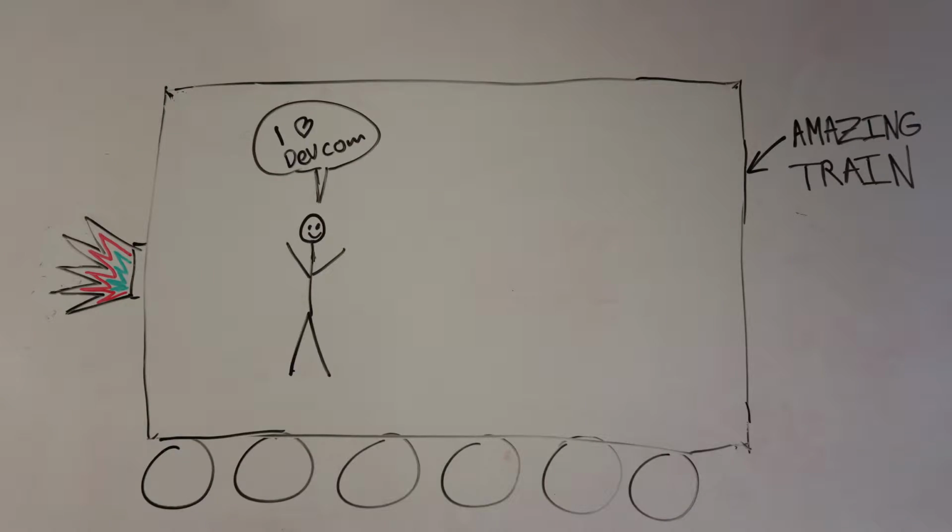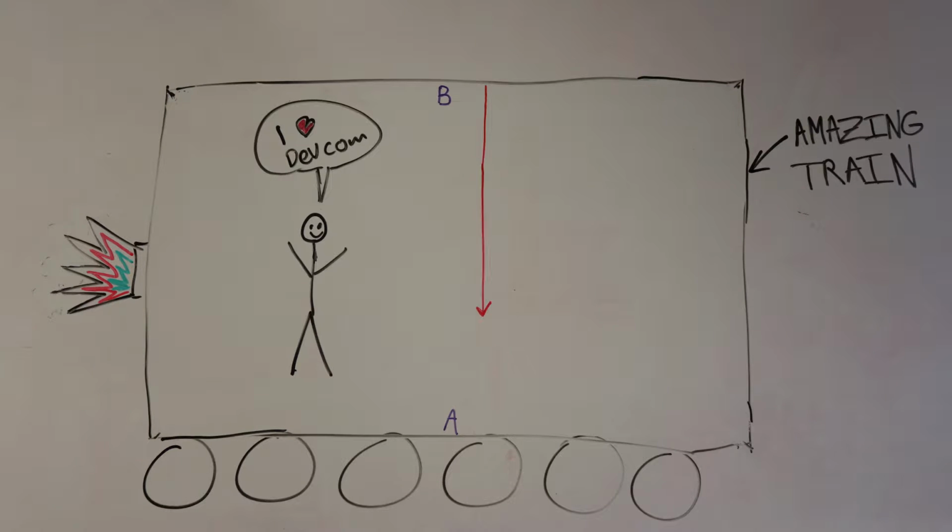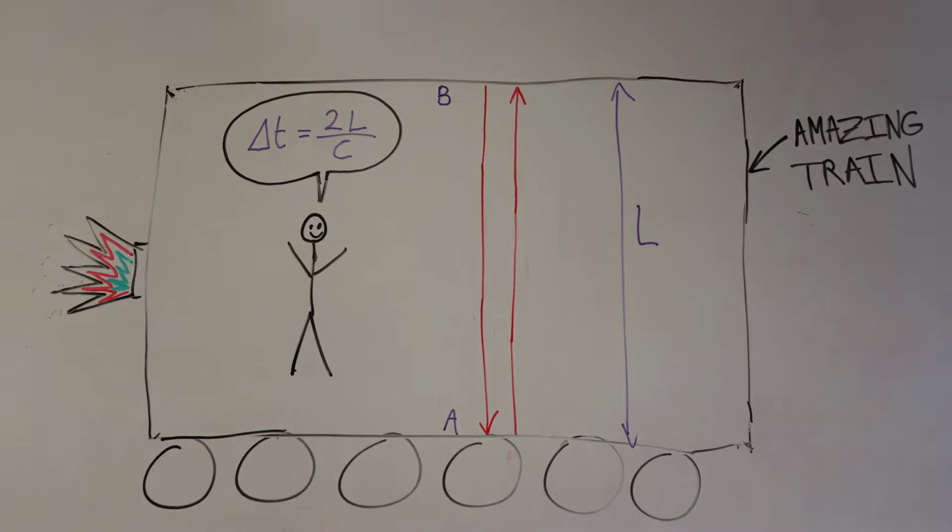Let's now imagine we embark on this train a clock made of 2 mirrors, A and B, one on the floor of the train, the other one on the ceiling, and a beam of light bouncing between the two. For a person inside the train, the time taken for this beam of light to be reflected from the ceiling and reach the floor again is delta t equals 2L over c, where L is the distance between the floor and the ceiling, and c is the speed of light.